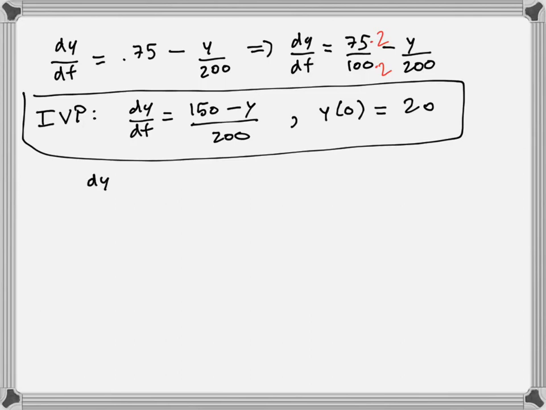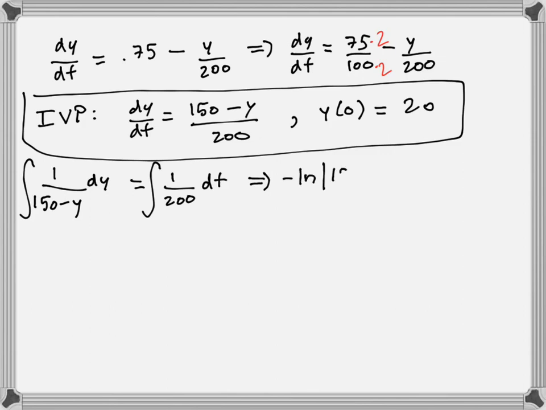We have dy over (150 minus y) is equal to dt over 200. And if we integrate both sides, we end up with, the left side is negative natural log of 150 minus y. And the right side is equal to t over 200 plus c. Now, of course, we do need to figure out what c is. Okay, so let's use the fact that y of 0 is equal to 200. Or sorry, y of 0 is equal to 20.